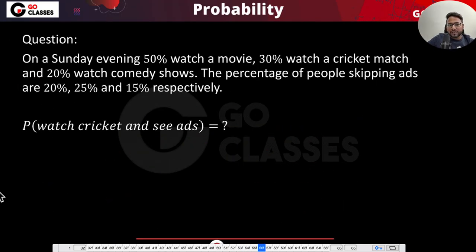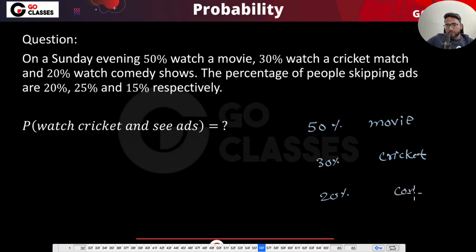Now what this example is saying: on a Sunday evening 50% of people watch a movie, 30% of people watch a cricket match, and 20% of people watch comedy shows. So basically the division is like this: 50% of people watch a movie, 30% of people watch cricket, and 20% of people watch a comedy show, right?